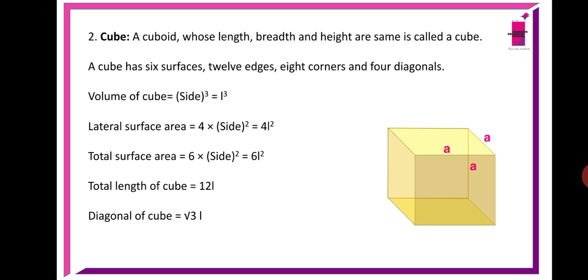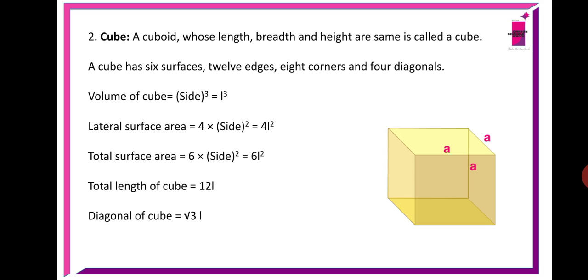Cube. A cuboid whose length, breadth and height are the same is called a cube. A cube has 6 faces, 12 edges, 8 corners and 4 diagonals. Volume of a cube is L cube. As we know that length, breadth and height are the same, directly we can take the volume of a cube as L cube.